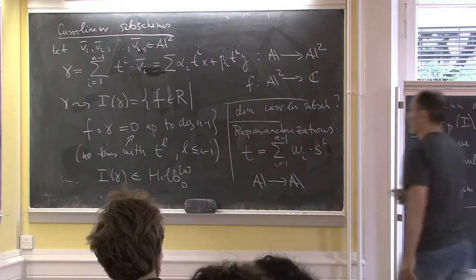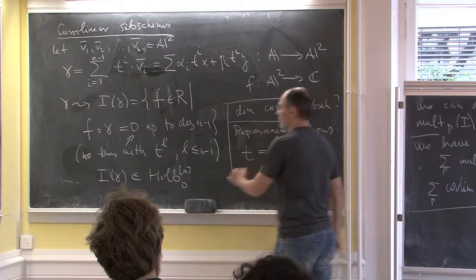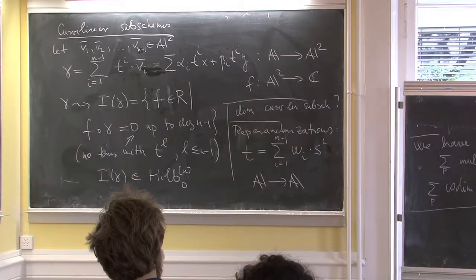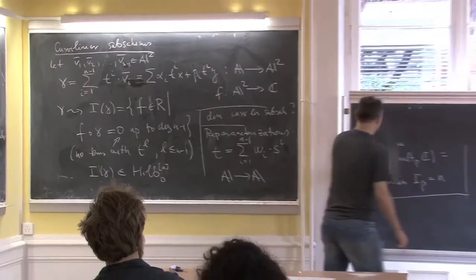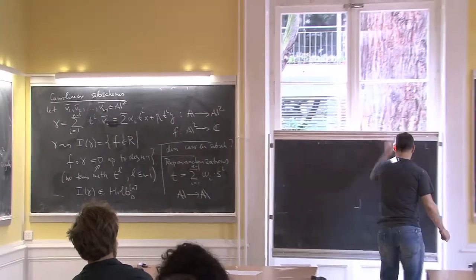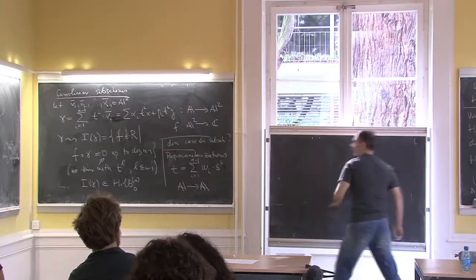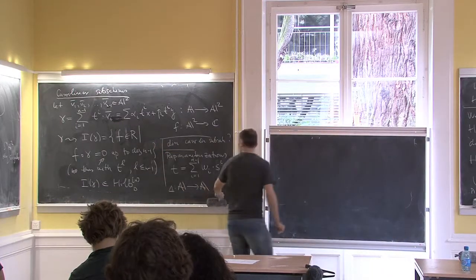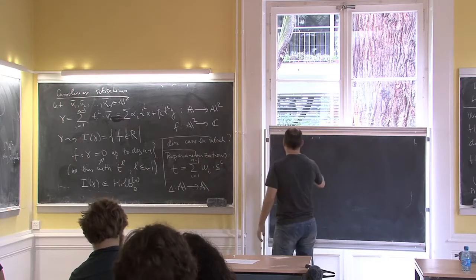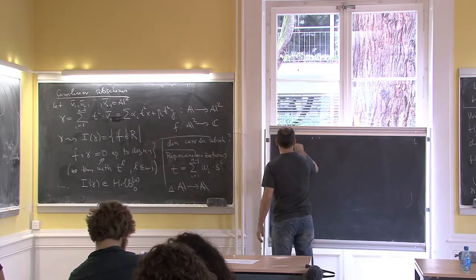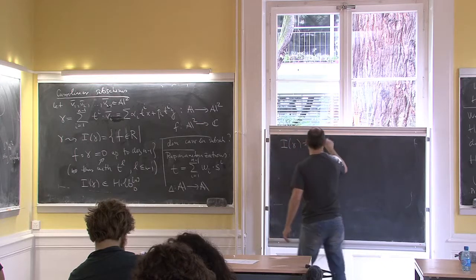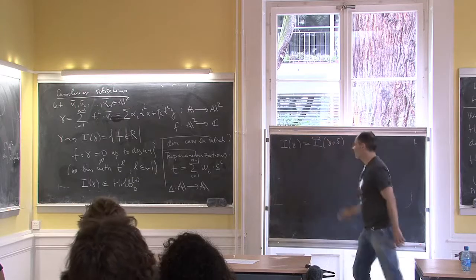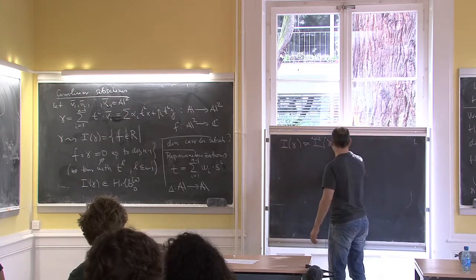Now you can make this substitution, so you think of this as some map delta. Then it's easy to see that the ideal corresponding to gamma and the ideal corresponding to gamma composed with delta is actually the same. Sorry, that was a different delta.